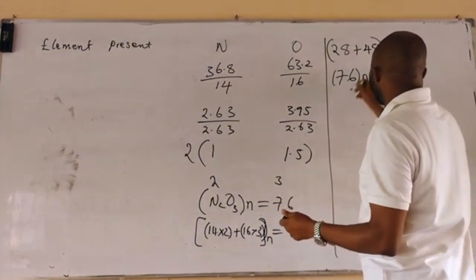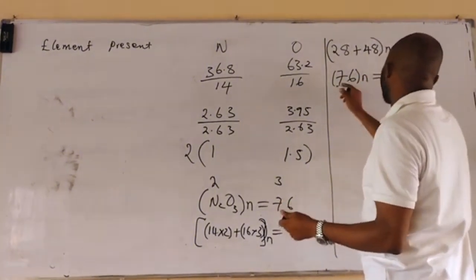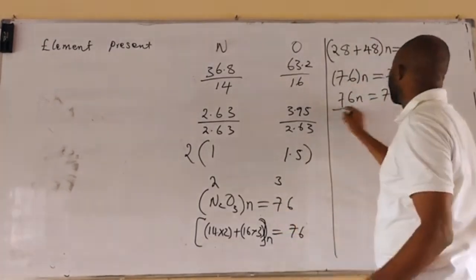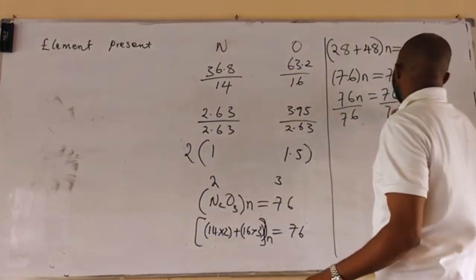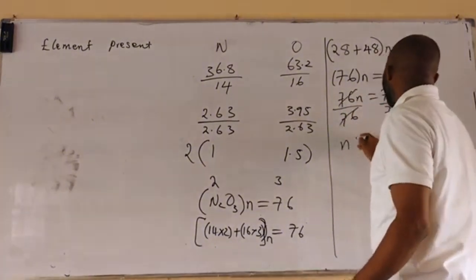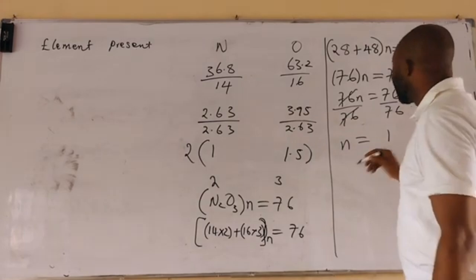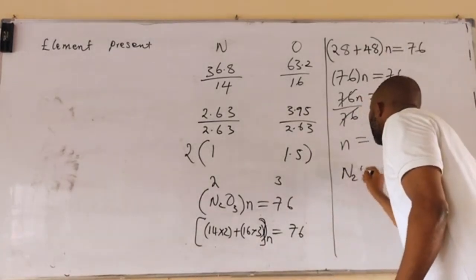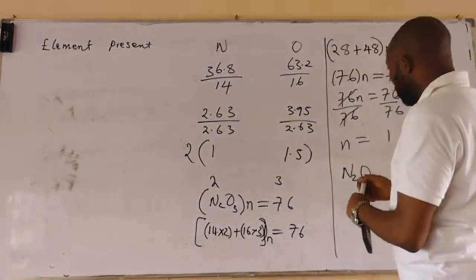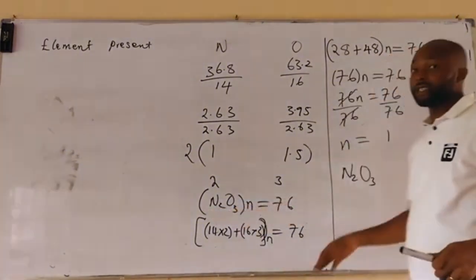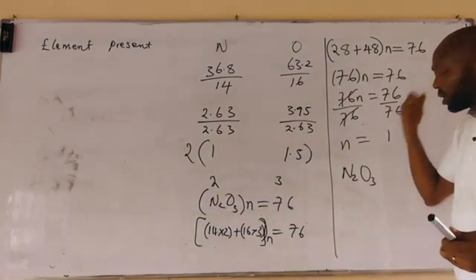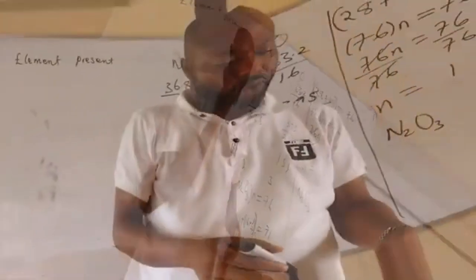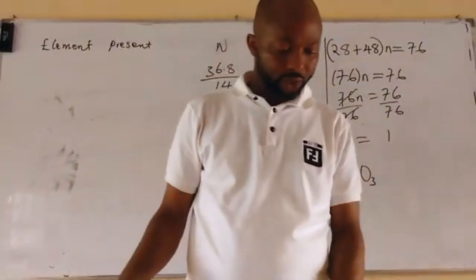So 76n is equal to 76. Divide both sides by 76. Cancel this. n is equal to 1. Therefore, the molecular formula is also N2O3, because 1 times the variables inside will not change, and will still give us the same thing. So the molecular formula and the empirical formula are the same. So let's proceed and take more questions.